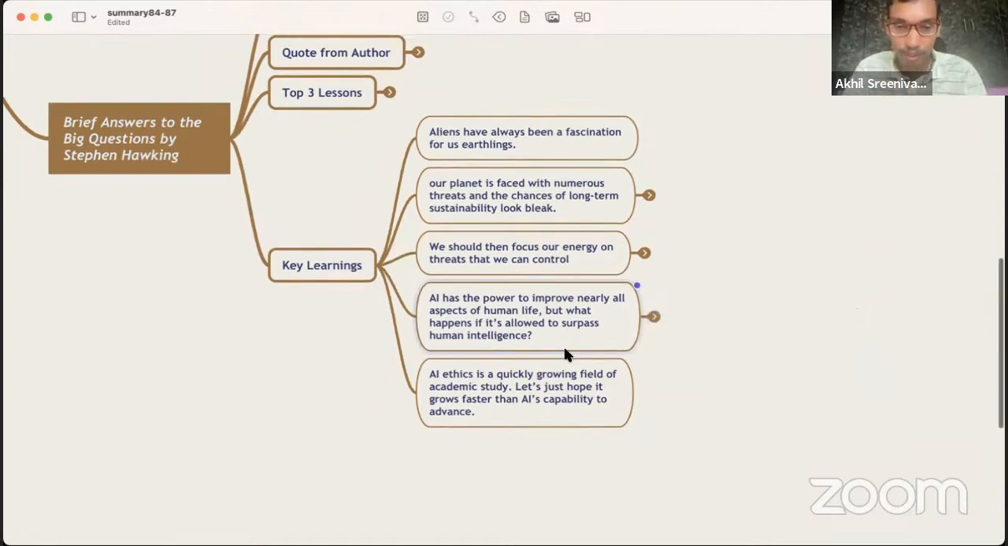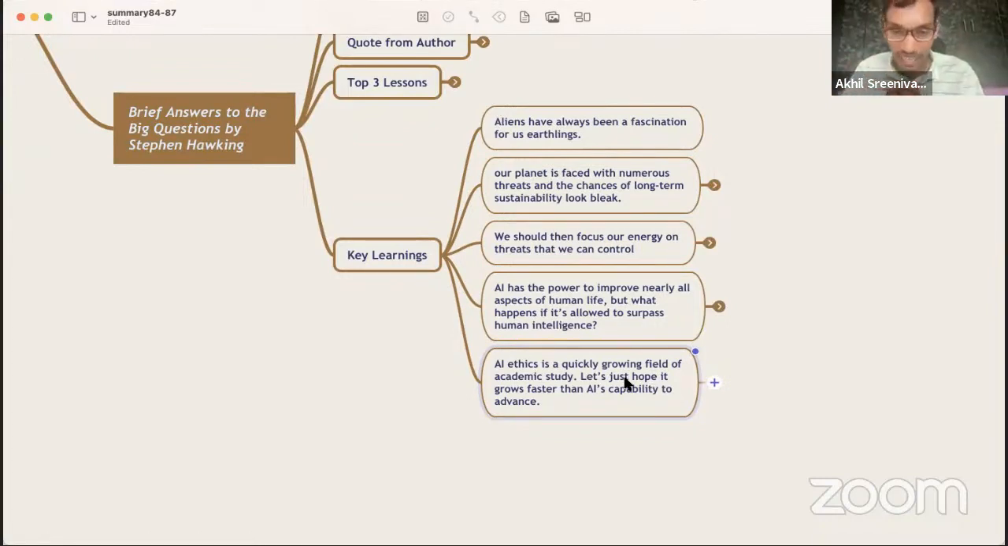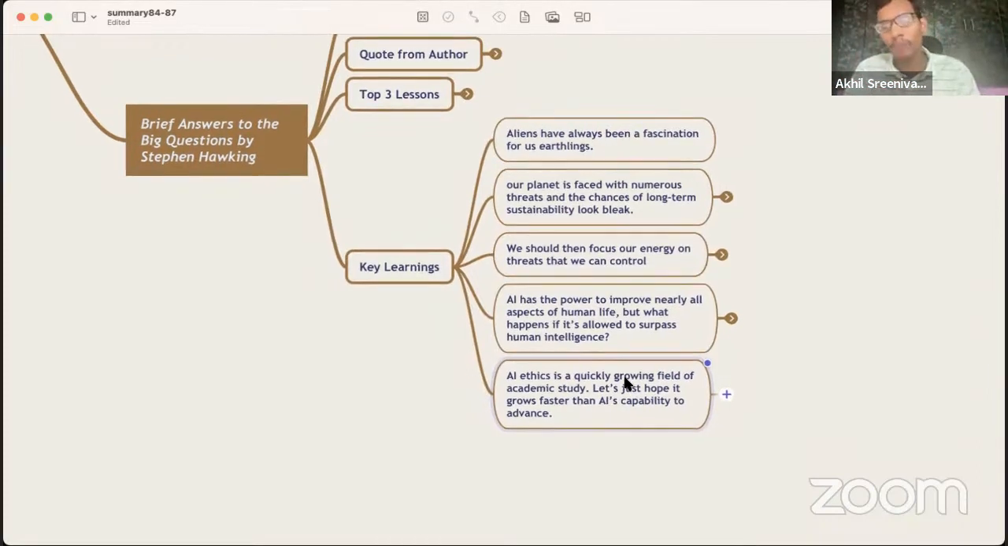Let us see the next powerful key lesson. AI ethics is a quickly growing field of academic study. Right now, many people are including AI concepts in computer science and other fields of education. Let's just hope it grows faster than AI's capability to advance beyond our human intelligence. No matter how much AI progresses, our human control of AI will always have the higher impact.